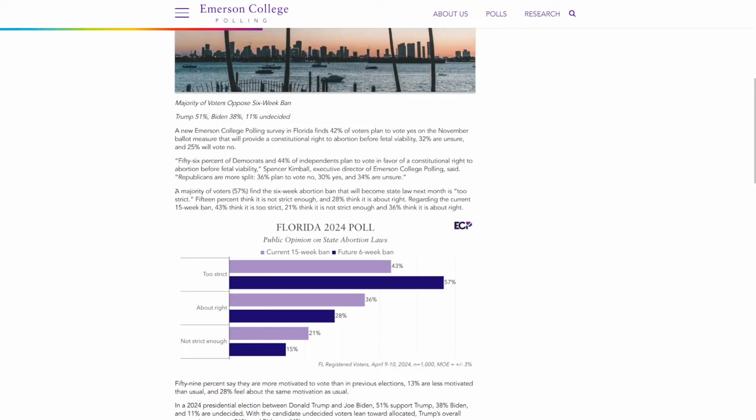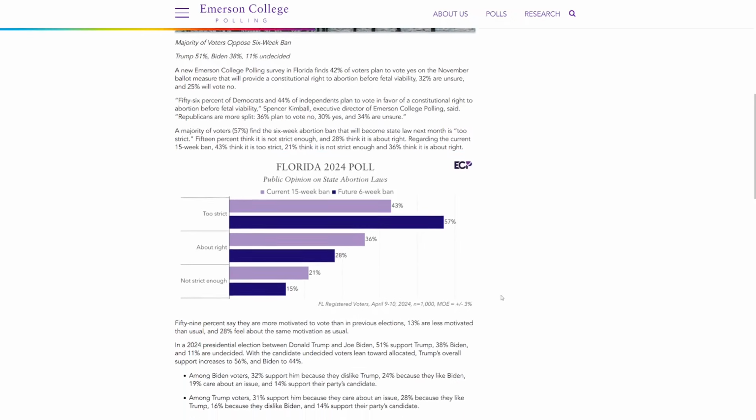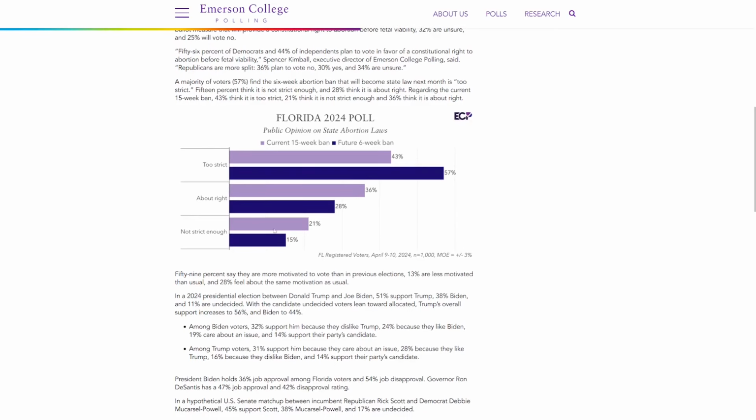Now, we've got some more abortion data. 57% find the six-week abortion ban that will become state law next month is too strict. 15% not strict enough, 28% about right. With the current 15-week ban, 43% say it's too strict, 21% not strict enough, and 36% about right. We've got a graph down here if that helps you visualize it, but it does seem like a six-week ban is generally viewed as too strict, even in red states.